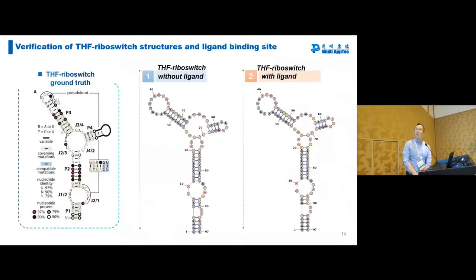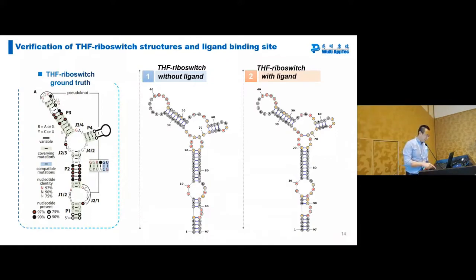Then with that information, we also predict the folding of the RNA molecules under our selection conditions. It is actually overall consistent with the ground truth from the crystal structures. And we can also use the frequency of the mutation to profile the ligand binding site, which is also consistent with what's been shown in the crystal structures.